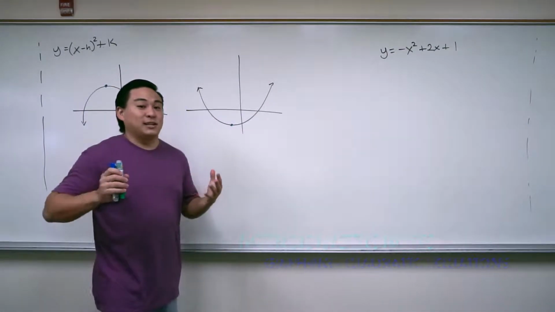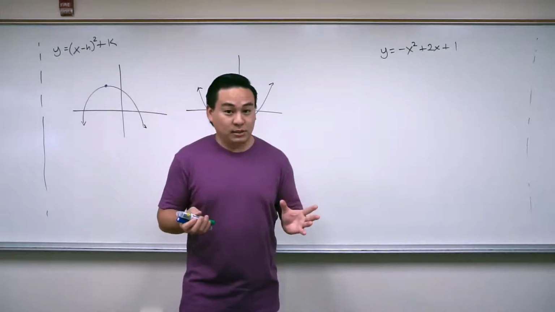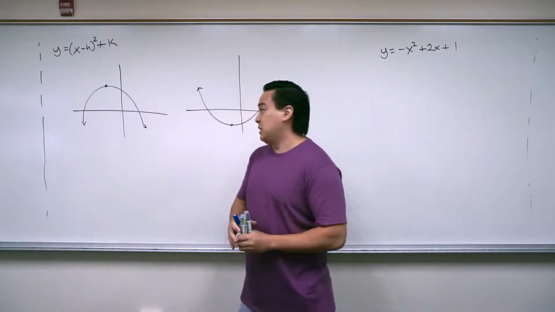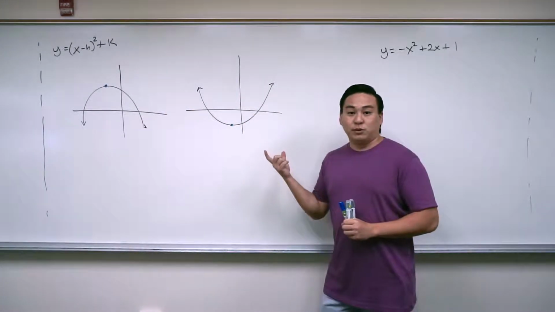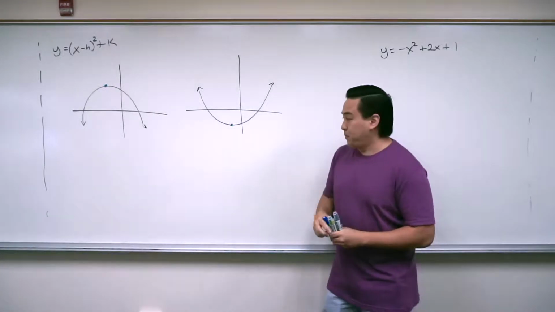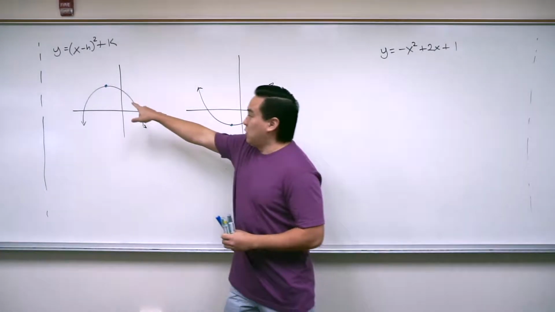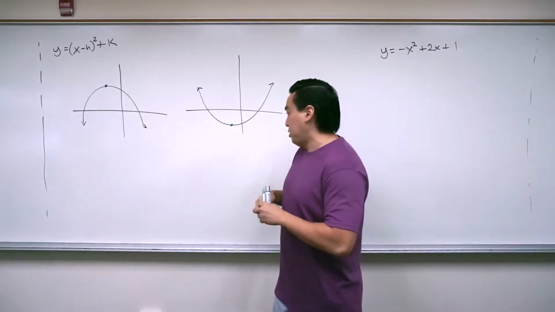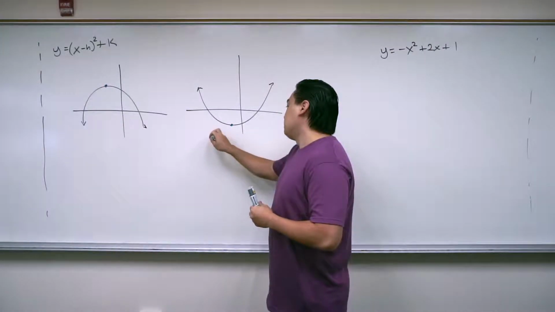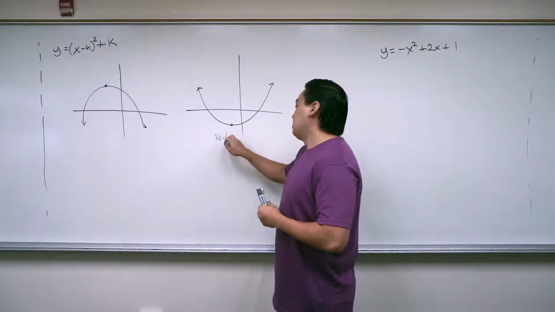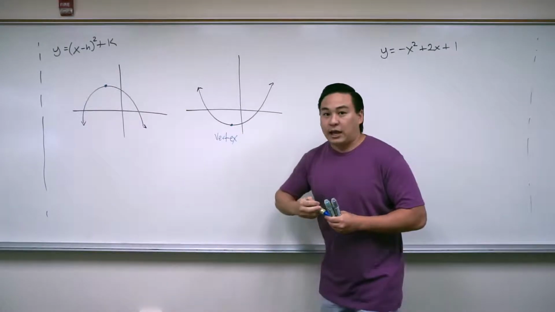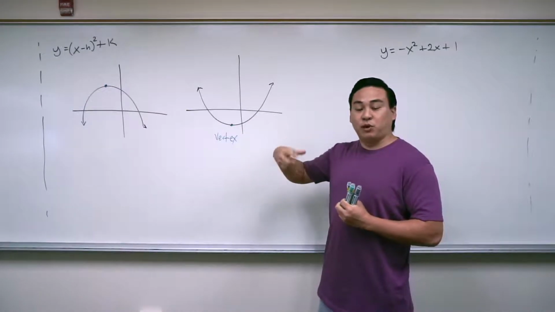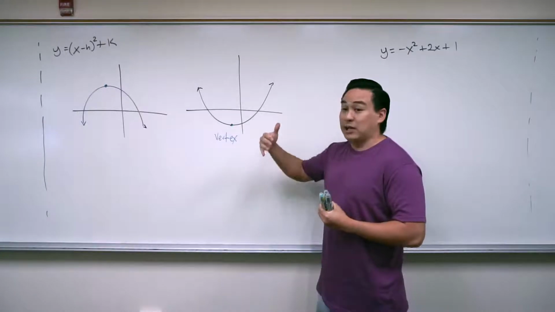Okay, so quadratic equations, they look like parabolas. If you don't remember what a parabola is, it looks like this. It looks like a bowl which is either pointing up or down. This point on both of them, which is at the top or the bottom, is called the vertex.